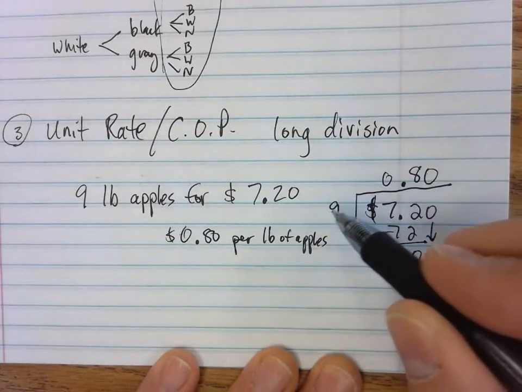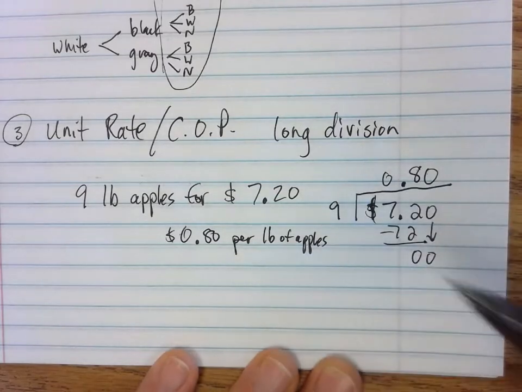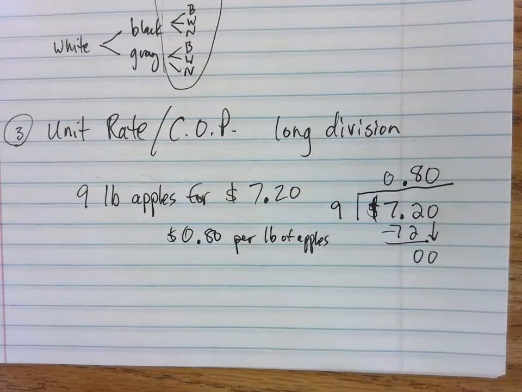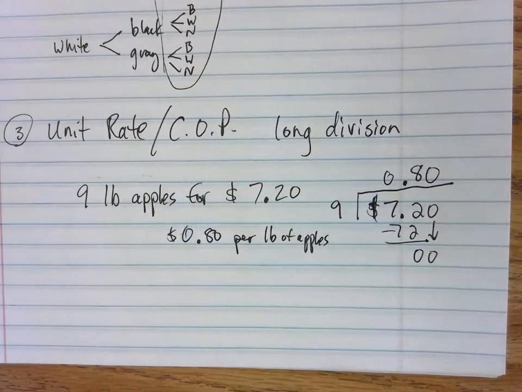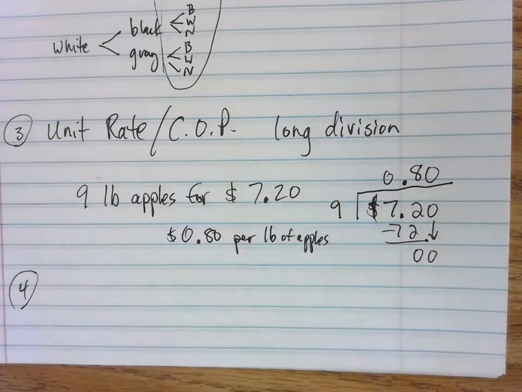Okay, put the number of pounds on the outside, divide it out, find how much it is per pound of apples, and then you're going to have to make a little comparison and find the difference between the 2 unit prices, or the 2 COPs, whichever way you want to say it, because unit rate and constant of proportionality mean the same thing. Okay, just make sure you compare those 2.